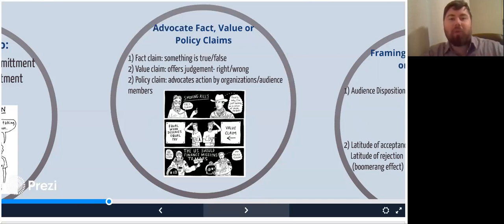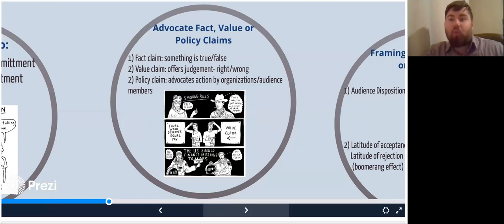So another one is the value claim. It offers a judgment of whether something is right or wrong. The previous one was, does smoking cause cancer? That's a fact claim. Does it do it? We can go back and look at the way that cancer develops. We can look at cell mutation. We could look at what happens when you inhale smoke with all of those compounds, and come to a conclusion whether it's true or not true.